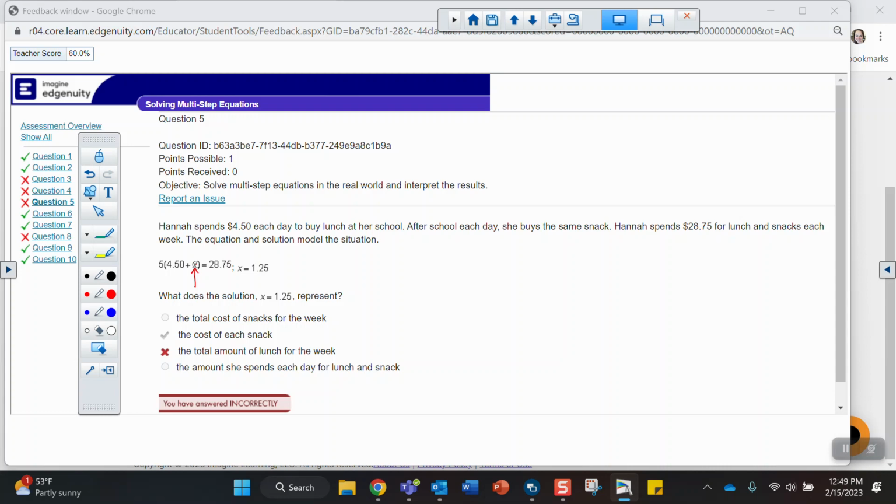The total amount of lunch for the week, which is the answer you picked: if she's spending $4.50 a day on lunch, and lunch is 5 days a week, we would take 4.50 times 5. That would be the total amount for lunch for the week. $1.25 represents the cost of each snack.